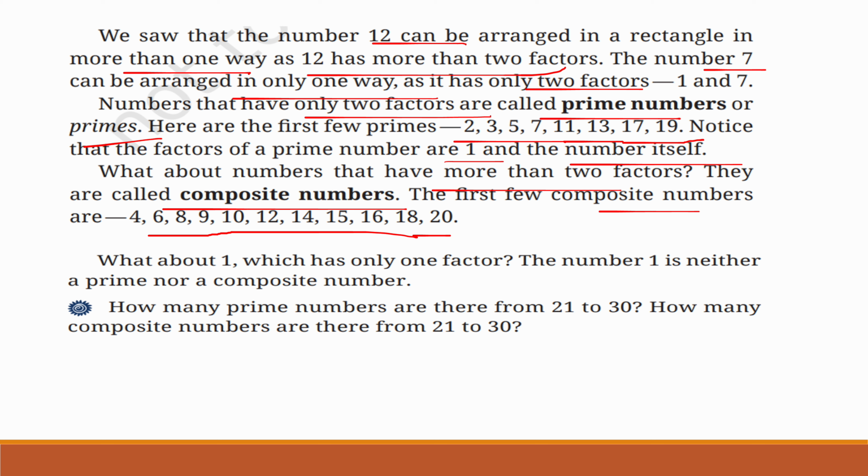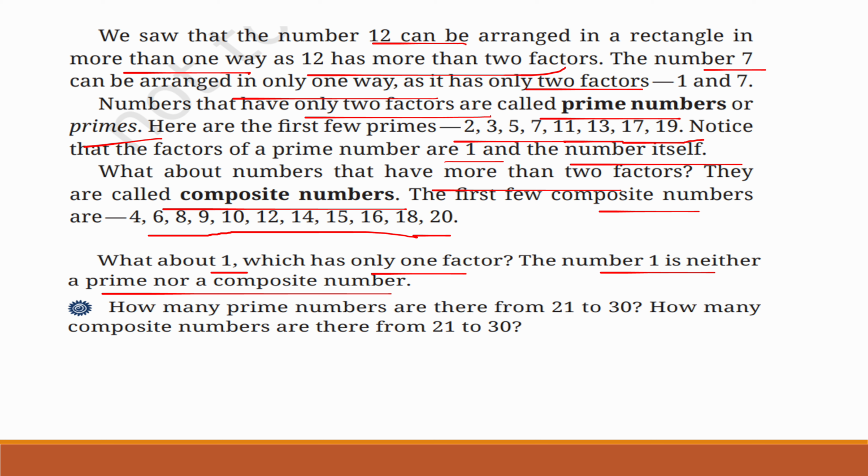What about one which has only one factor? The number 1 is neither a prime nor a composite number. So, 1 is neither prime nor composite. A prime number should have 2 factors.